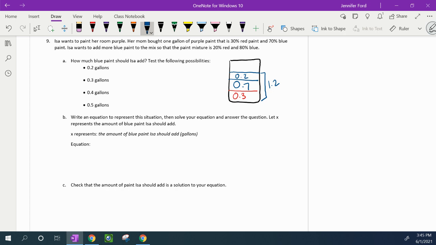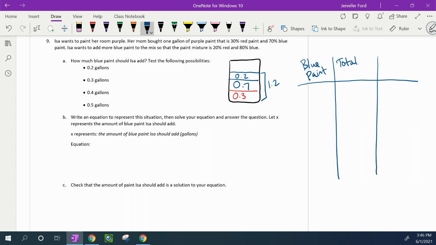So the reason this is tricky is because when you're adding more paint, you're adding paint not only to get more blue, but you're changing the total, okay? So this is kind of how I think about it. I think about it like, okay, so blue paint, total, and then percent. And I'm gonna use a calculator for my percents, or maybe you can use a calculator for your percents for this problem. This is pretty tricky. Okay.